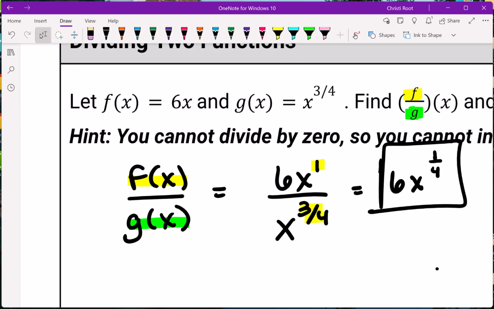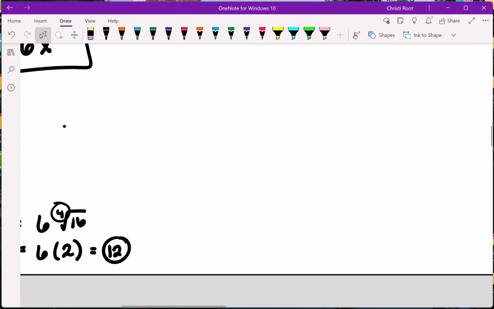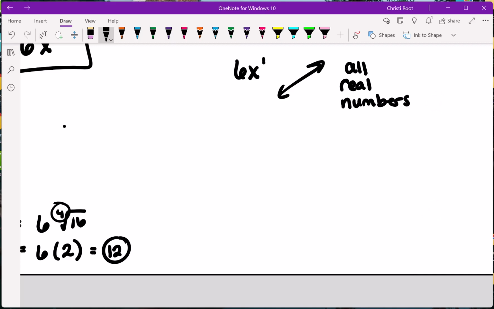So the first function is 6x. Now, I keep having kids ask me, how do I know this is linear? It's because it's got x to the power of 1. That's the highest power. So it's linear, and linear looks like a straight line. You need to know that it's basic. The parent function is a straight line, and you need to know that it is all real numbers. There are no limitations. There's no start, no stop for the domain, for any of the x values. So you can plug in any x value into 6x, and you'll get a response.